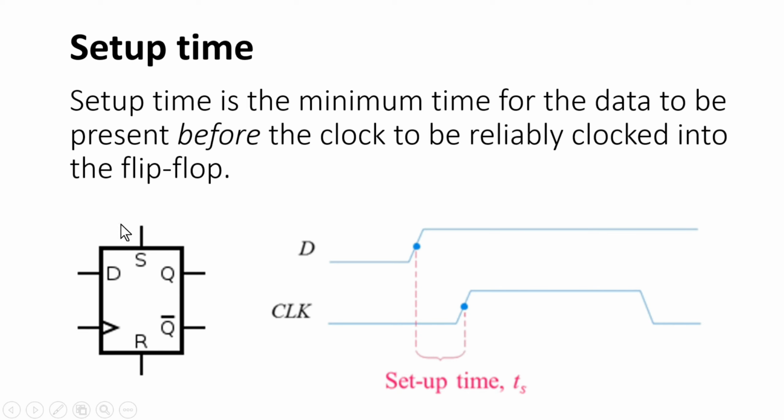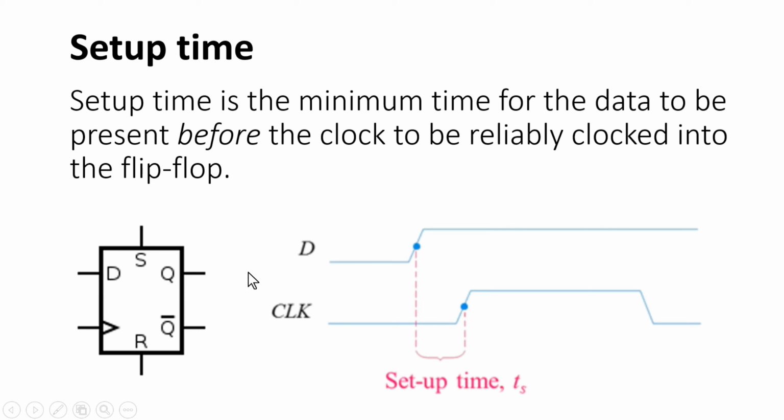Friends, as you know, the D will be transferred to Q whenever there is a positive edge or negative edge on the clock signal. Depending on the type of flip-flop we are using, if we are using a positive edge trigger flip-flop, then on the positive edge of the clock, this D will be transferred to Q. If we are using a negative edge trigger flip-flop, then on the negative edge of the clock, this D will be transferred to Q. We have taken a positive edge trigger flip-flop in this example for illustration.